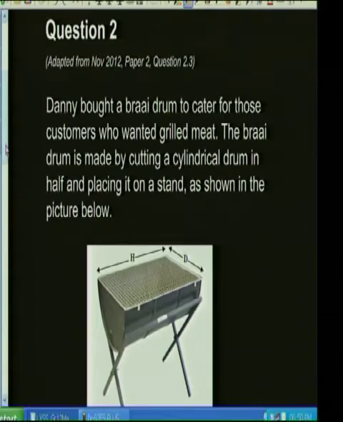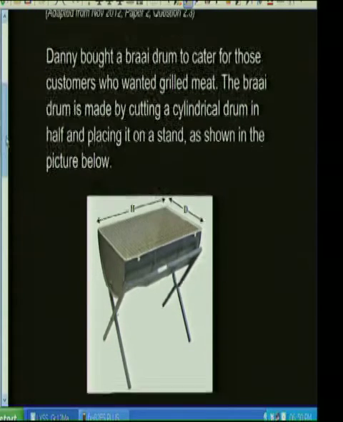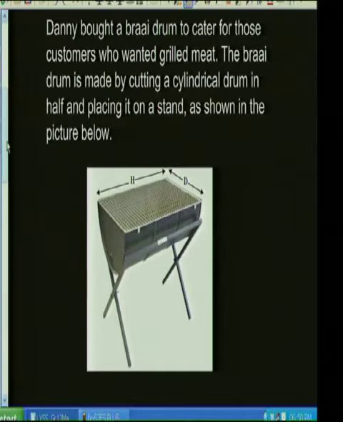Now, let's have a look at this next question. This is from the paper 2, November 2012 paper, and in their paper it was question 2.3. We're just going to call it question 2. Let's go for it. Danny bought a braai drum to cater for those customers who wanted grilled meat. The braai drum is made by cutting a cylindrical drum in half and placing it on a stand, as shown in the picture below. Okay, so guys, you can have a look at this drum.